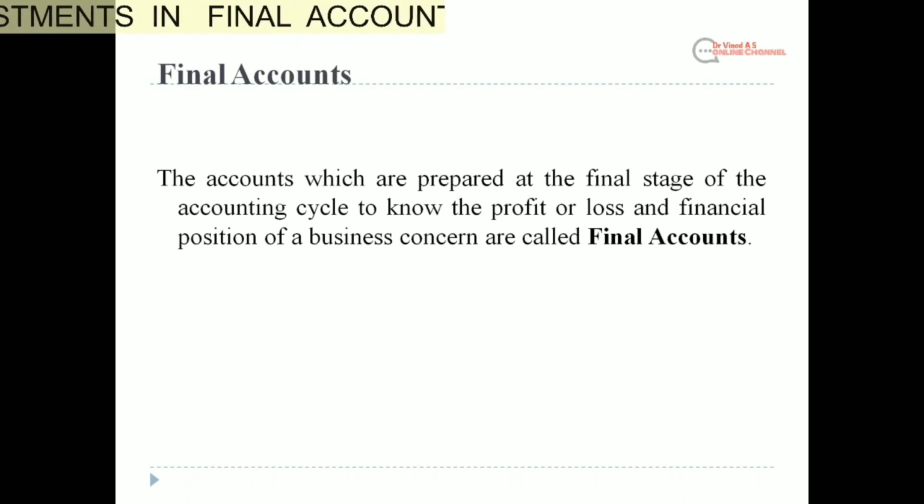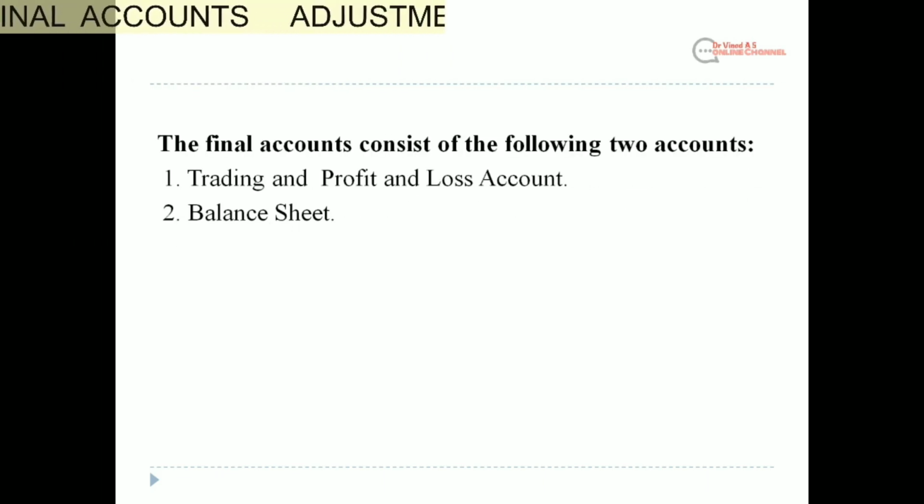Final account is the account prepared at the final stage of the accounting cycle to know the profit or loss and financial position of a business concern. It is an account prepared to ascertain or evaluate the profit and loss position and the financial position of a business concern. That type of account is called final accounts. In final accounts, the two important statements are the trading and profit and loss account and the balance sheet.